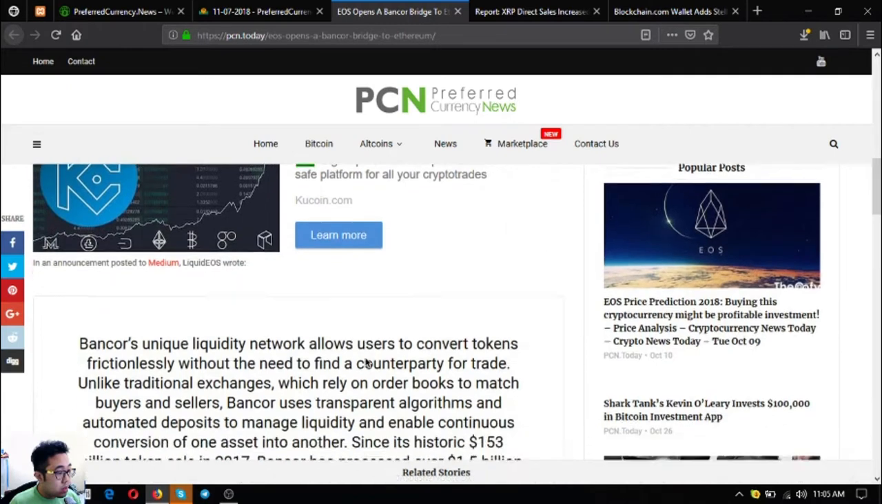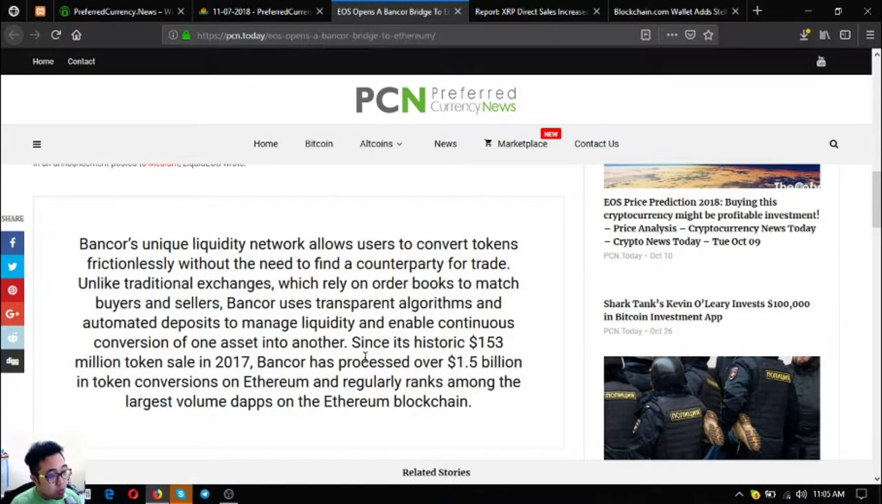Bancor's unique liquidity network allows users to convert tokens frictionlessly without the need to find a counterparty for trade. Unlike traditional exchanges which rely on order books to match buyers and sellers, Bancor uses transparent algorithms and automated deposits to manage liquidity and enable a continuous conversion of one asset to another. Since its historic 153 million token sale in 2017, Bancor has processed over $1.5 billion in token conversions on Ethereum and regularly ranks among the largest volume dApps on the Ethereum blockchain.